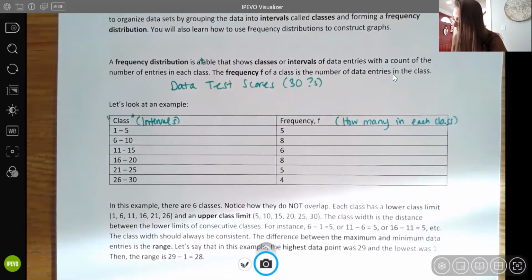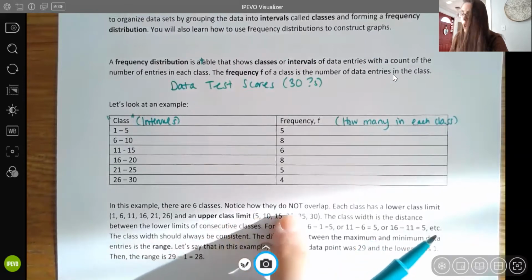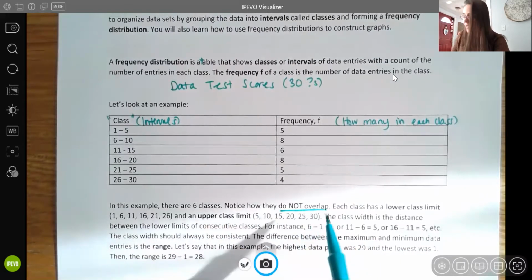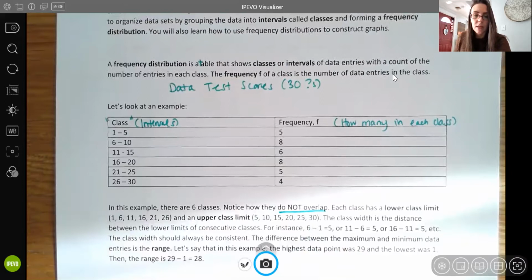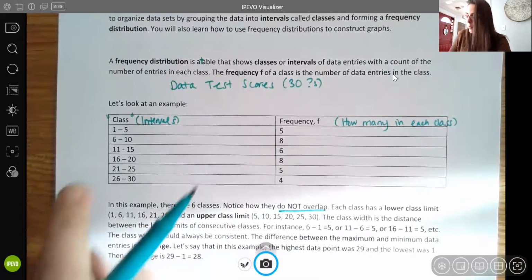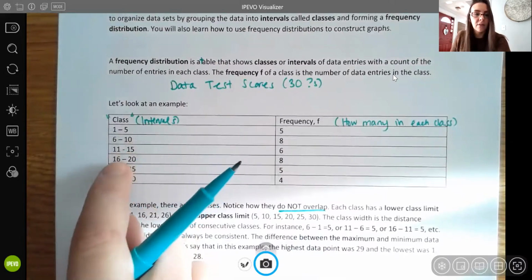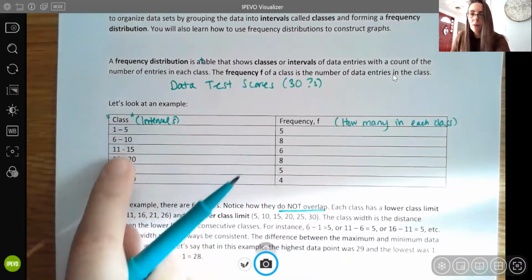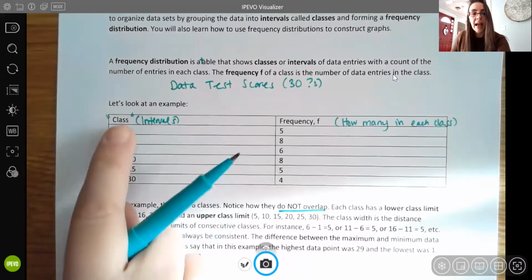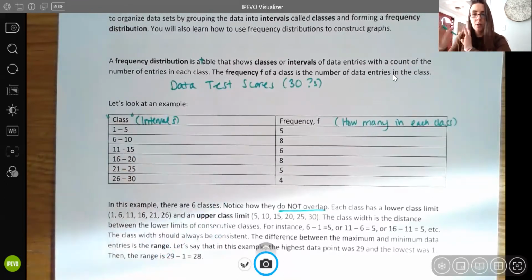Now, some other terminology here. First thing I want you to know is that the classes do not overlap. This is really, really important. There is no overlap. So I'm not doing 1 to 5, 5 to 10, 10 to 15, 15 to 20, right? I don't want that overlap at all. If I have overlapping regions, I don't know where to put my data points. So there should be absolutely no overlap.